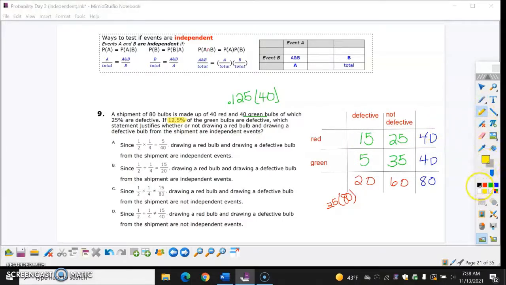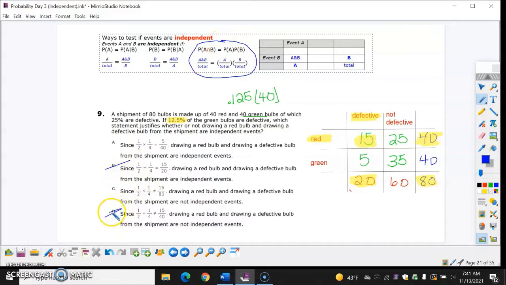Now we want to figure out if drawing a red bulb and drawing a defective bulb are independent. Remember, there's different ways to test if they are independent. And if I look at the answer choices, it looks like they are multiplying probabilities together. So out of these, the only one where we're multiplying probabilities together is this one. There are none when we add probabilities together to test if they're independent. We add probabilities together if it's a union or an or statement. So it's not going to be B or D.